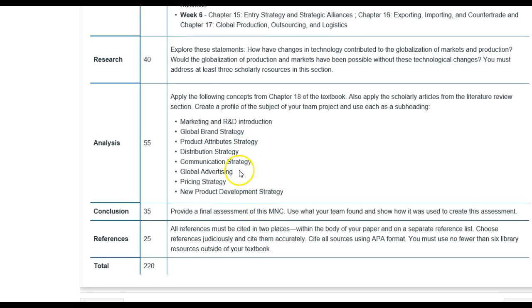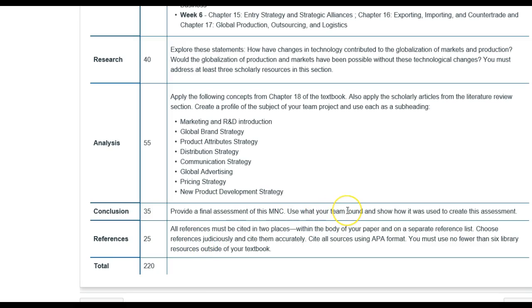Of course, your references, you have to cite your references in 2 places, both in the body of your paper in an in-text citation, and then in a separate references page with the long citations. Make sure that you cite them correctly in APA format, because that's part of the grade also. Again, a total of 220 points.